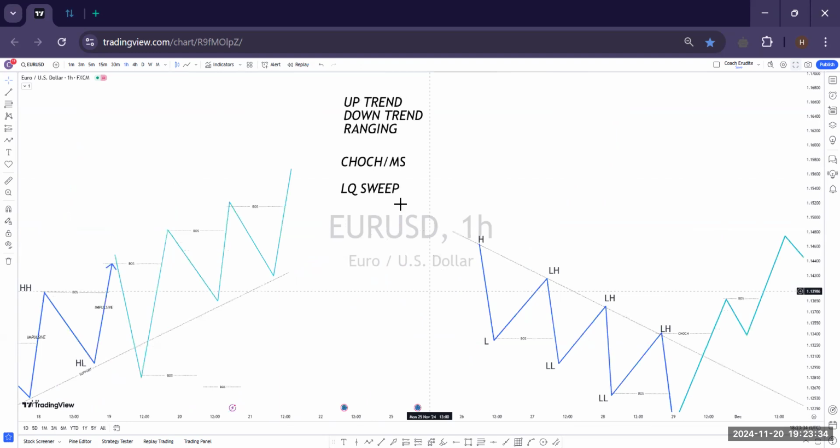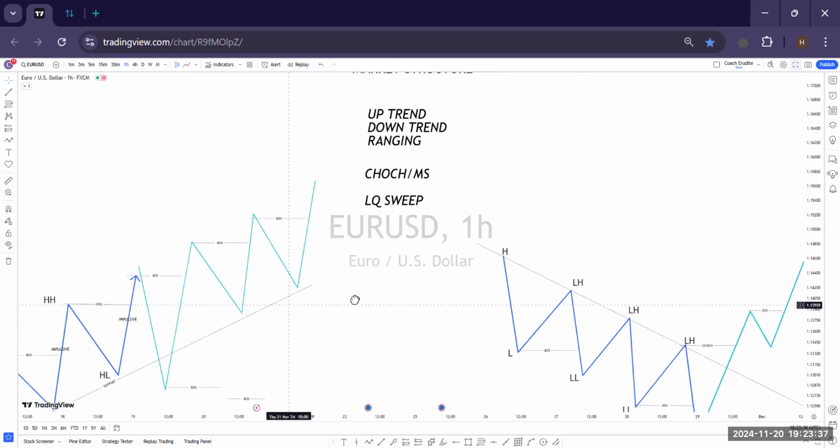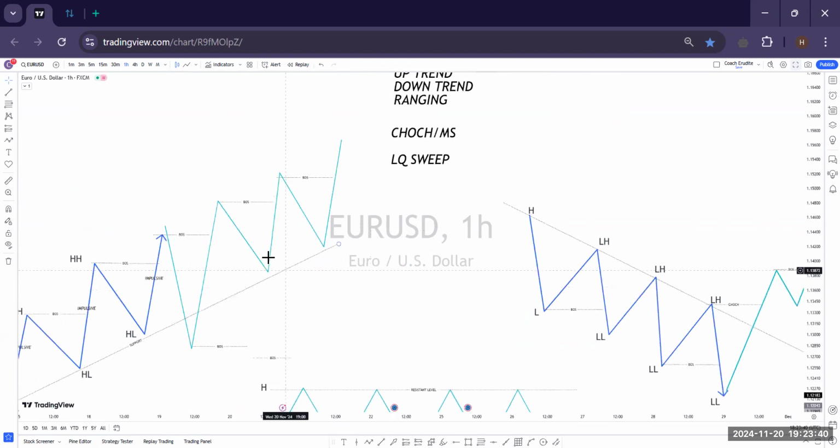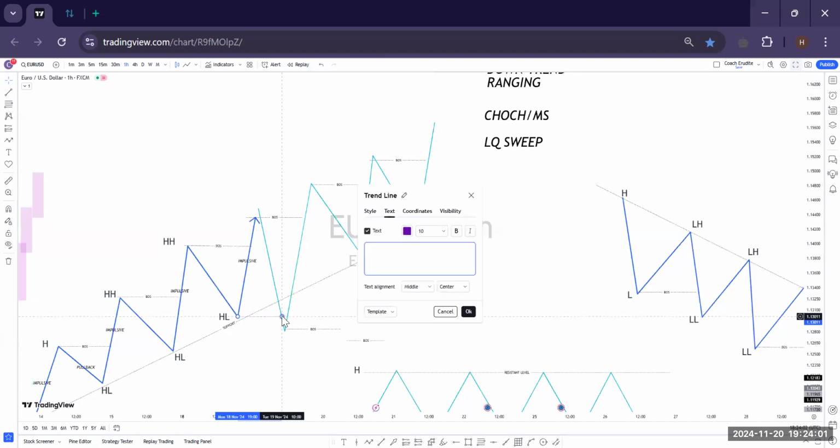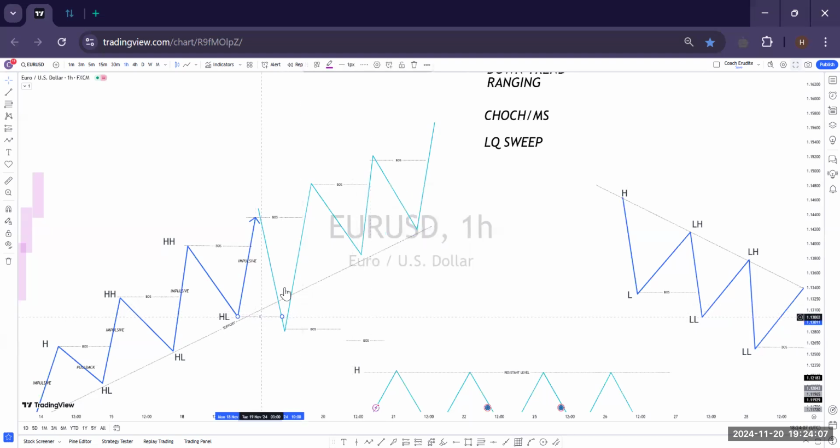So that is that. Now let's talk about liquidity sweep. Liquidity sweep is when price breaks your higher low and continues in its original direction. This is what we call a liquidity sweep. Price breaking your higher low and breaking structure in its original direction. That is what we call a liquidity sweep.